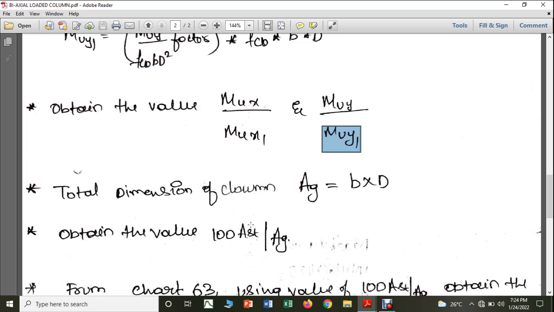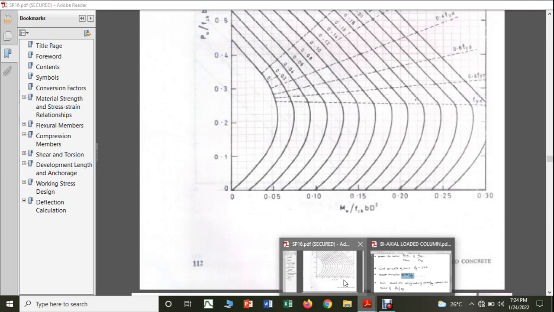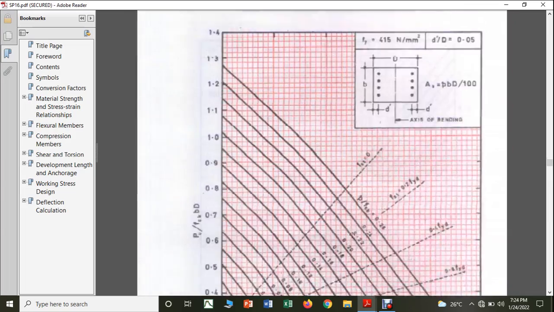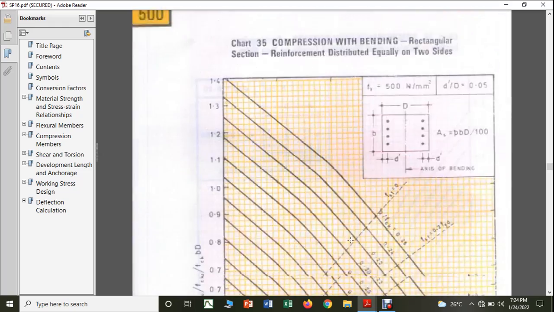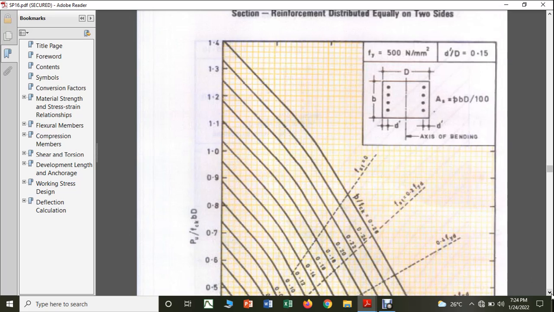Since we have assumed the percentage of steel, we can get the total area of the steel by multiplying the percentage of steel into the dimension of the column. So get the value of 100 AST by AG. Once you have the 100 AST by AG value, go to chart number 63.